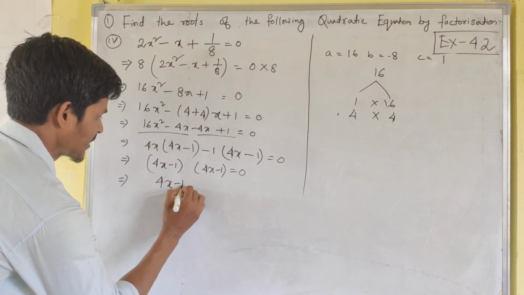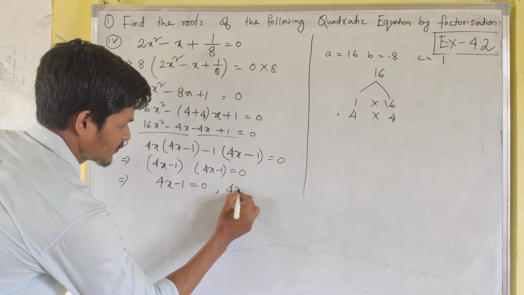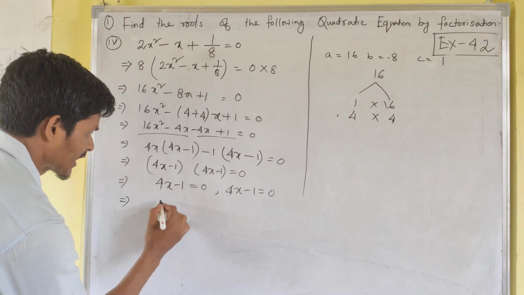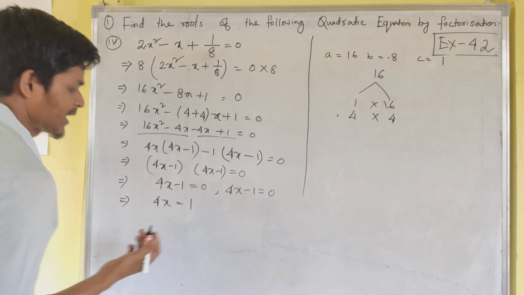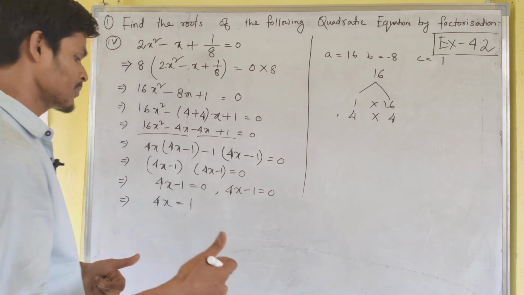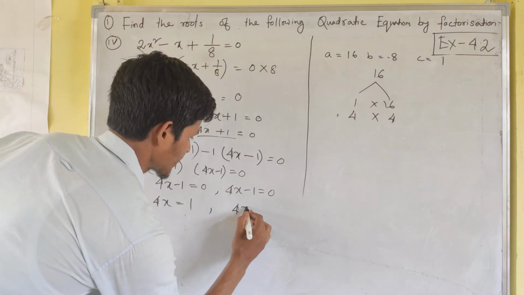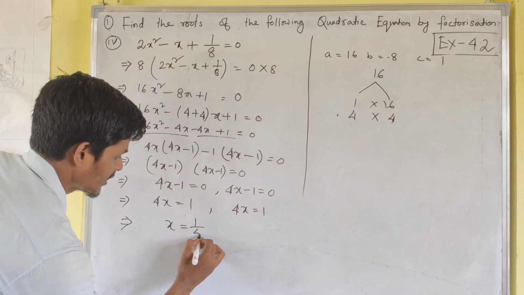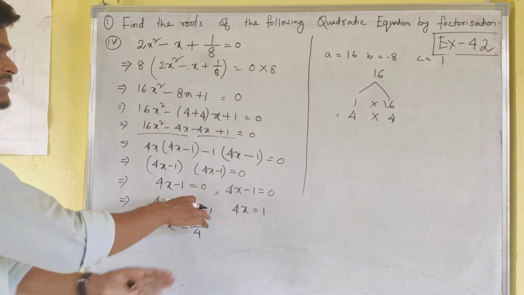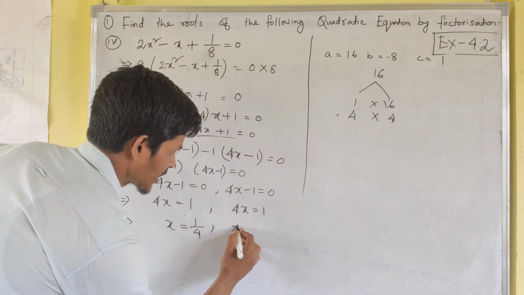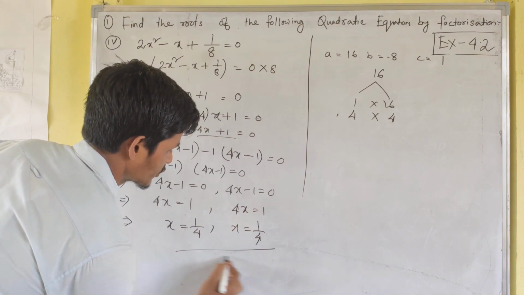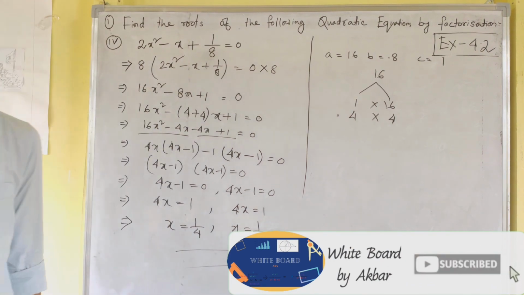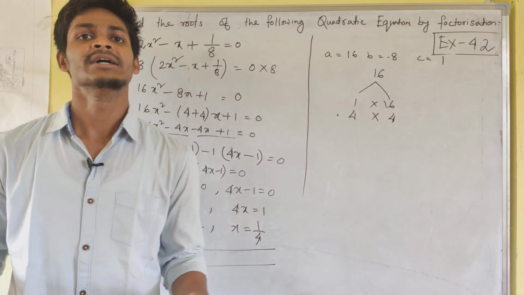So 4x minus 1 is equal to 0 and also 4x minus 1 is equal to 0. This is equal to 0 and this is also equal to 0. So 4x is equal to minus 1, and if I take it to the right hand side, it will become plus 1. So here also 4x is equal to 1. So x is equal to 1 by 4. 4 is multiplied here, so if I take it to the right hand side, it will be divided. Here also x is equal to 1 by 4. So these are the two roots of the given equation, that is 2x square minus x plus 1 by 8. Okay, thank you students.